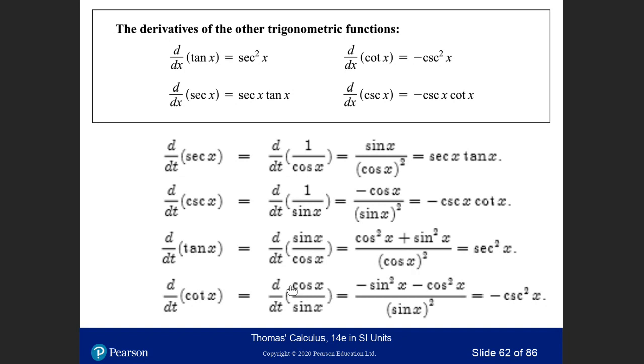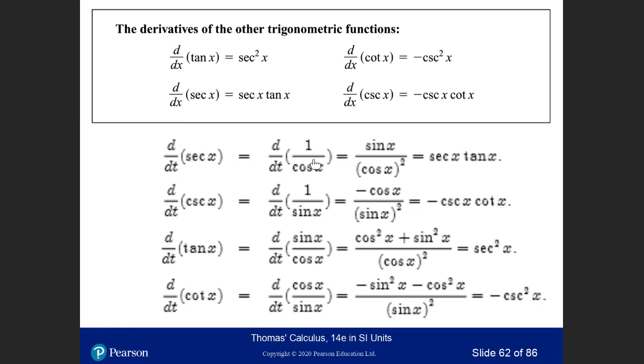We take the derivative of cotangent x. You first take the derivative of cosine x, which is minus sine x. You multiply with sine x, so you have minus sine square. And minus, you take the derivative of sine x, multiply with cosine x, so that's minus cosine square x. Here, this is equal to minus 1, so that's minus cosecant square x you get.